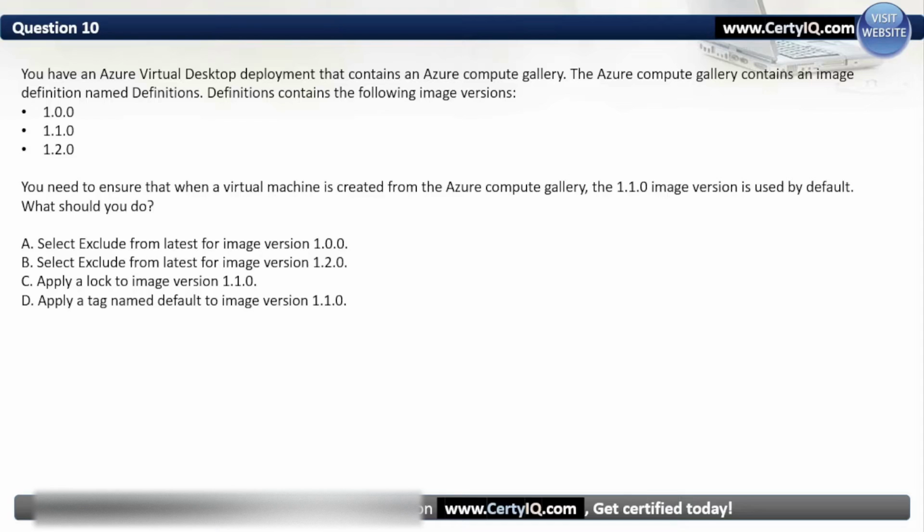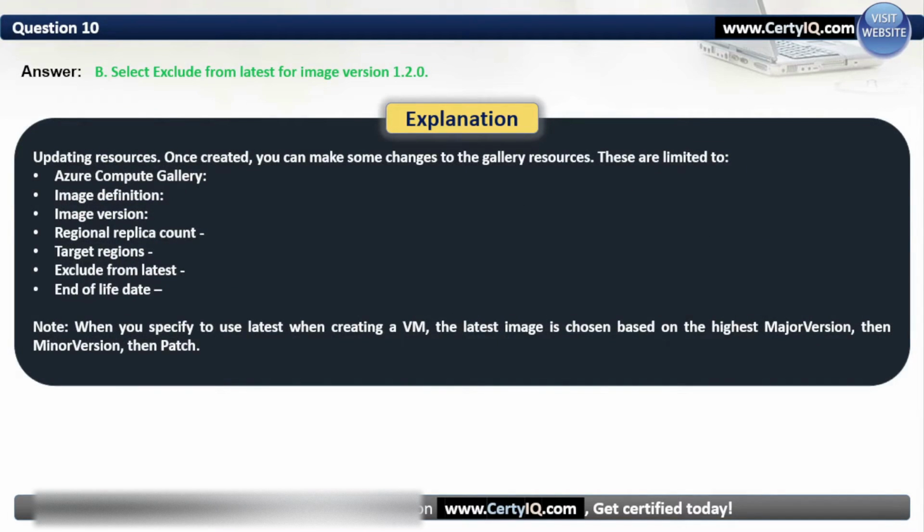The correct option is B. Select Exclude from Latest for image version 1.2.0. Updating resources. Once created, you can make some changes to the gallery resources. These are limited to Azure Compute Gallery, image definition, image version, regional replica count, target regions, exclude from latest, and end of life date. Note, when you specify to use latest when creating a VM, the latest image is chosen based on the highest major version, then minor version, and then patch.